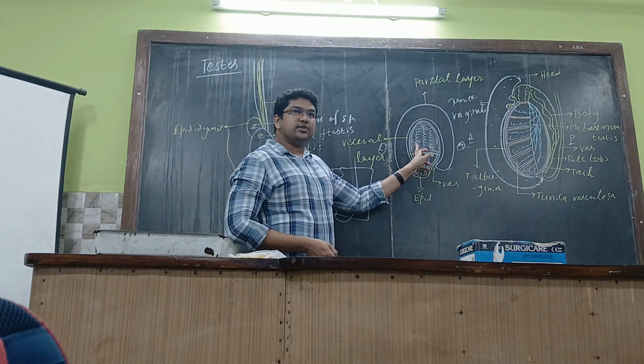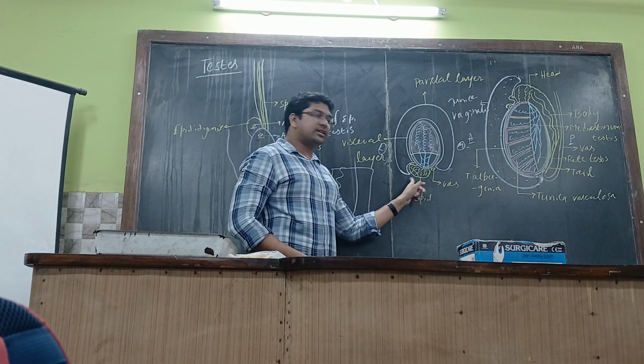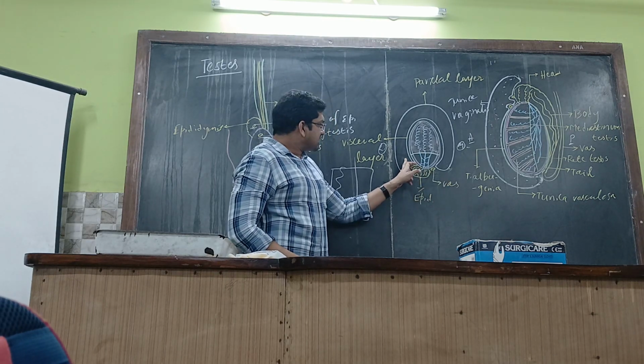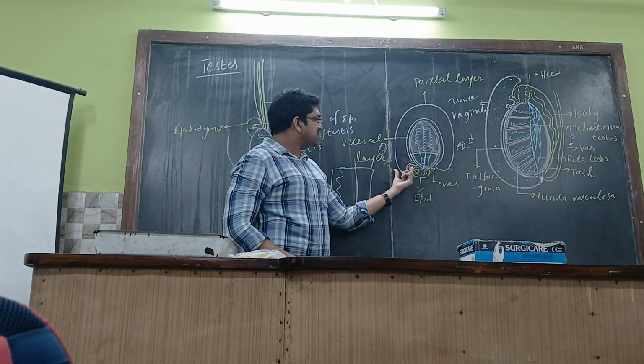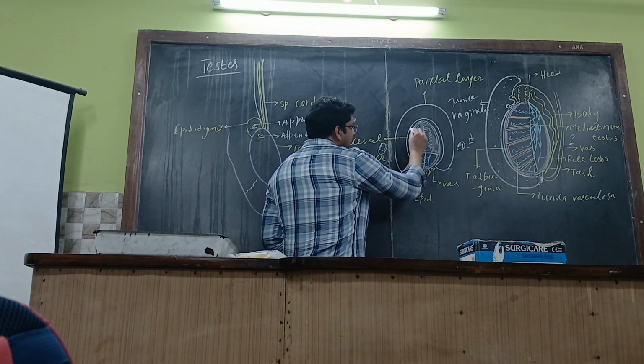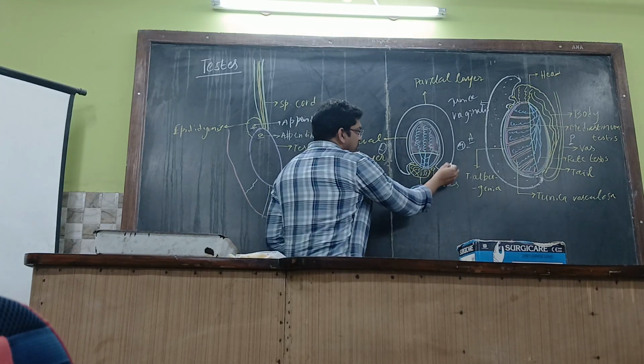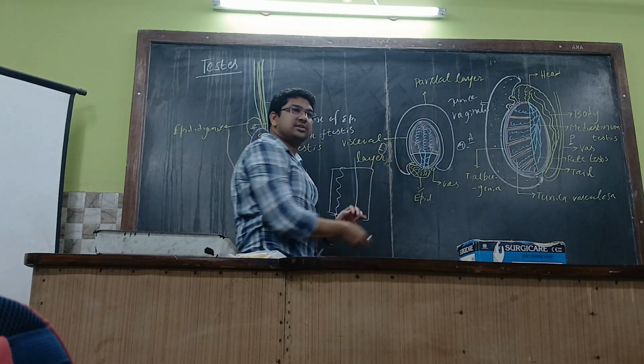In this cross section, if you see, apart from the epididymis, the posterior aspect and the vas deferens, the rest of the area of the testis is covered by this tunica vaginalis. Get it or not? This part is the visceral layer, which is continuous at the lateral aspect of the testis with the parietal layer of the tunica vaginalis.